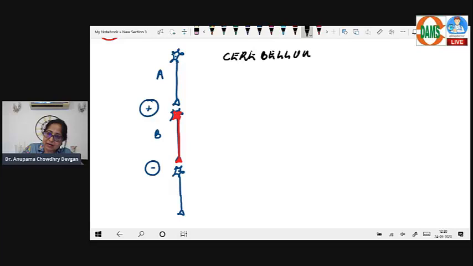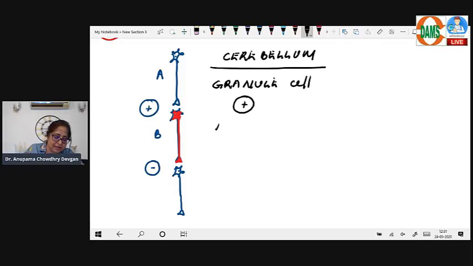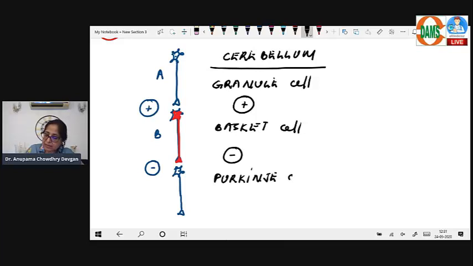Let's see what happens in the cerebellum. In the cerebellum, the granule cell excites the basket cell, but the basket cell inhibits the Purkinje cell. Another example present in the cerebellum: A excites B, but B is inhibiting C. That is what is known as feed-forward inhibition.